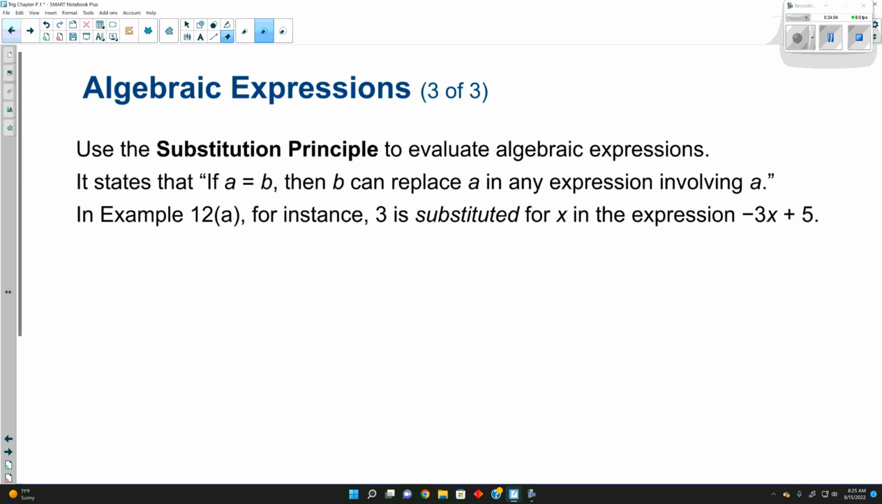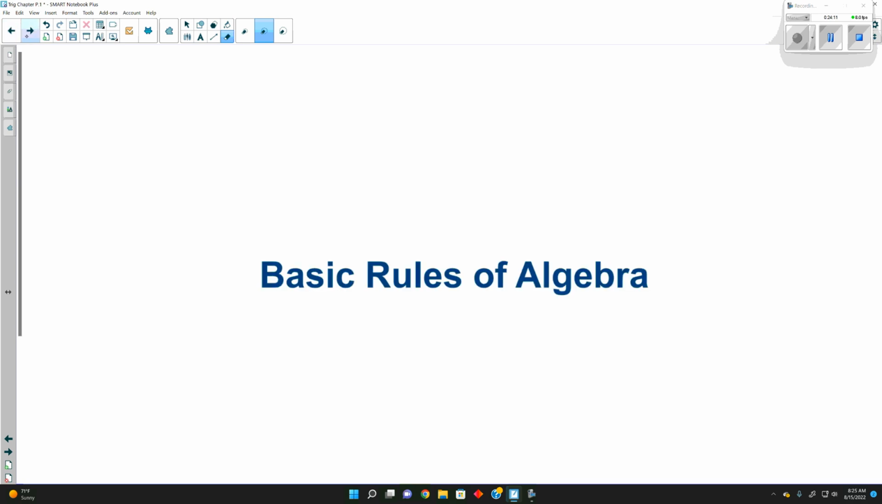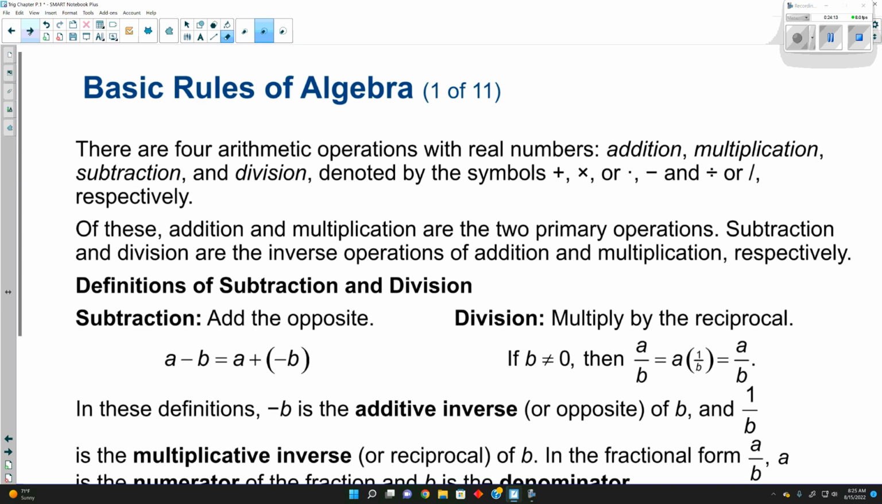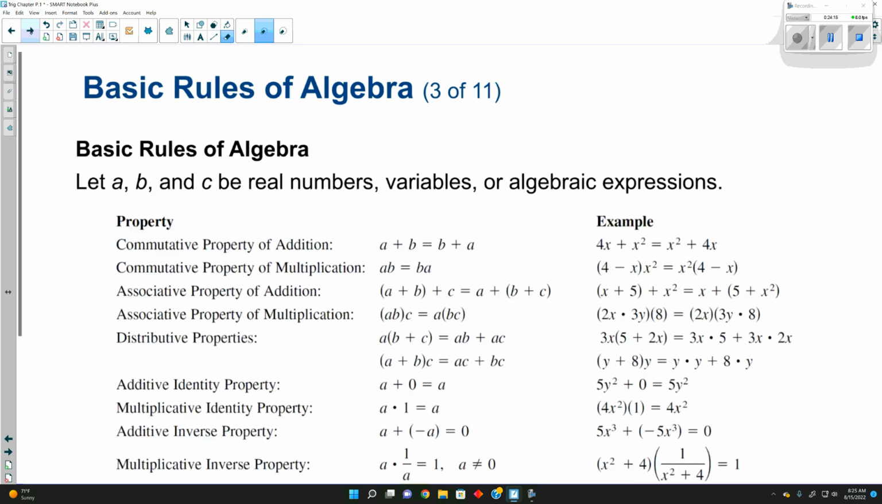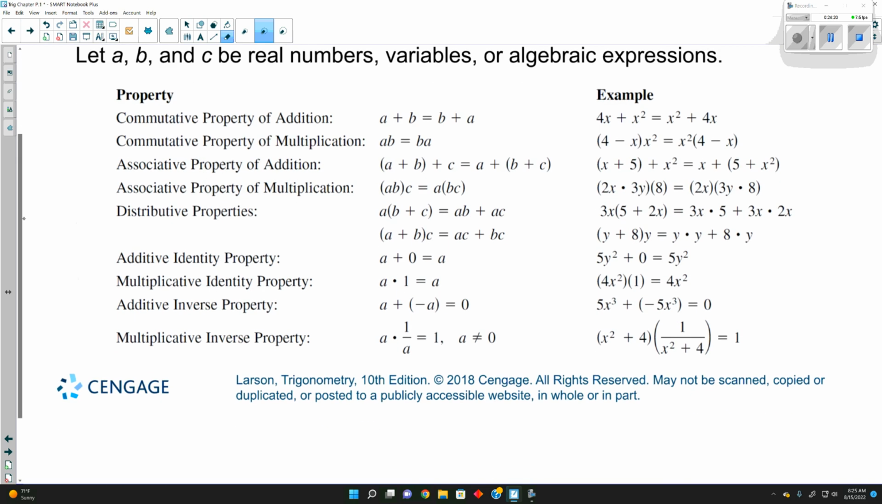Substitution principle: if A is equal to B, then B can be represented by A. So essentially we're saying that we can plug in a number as long as they are equivalent. We're mainly just going to look at these here because y'all have used these properties time and time again.